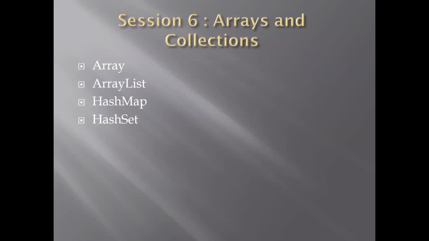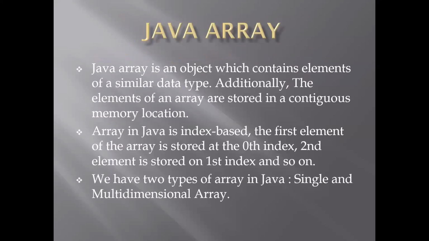So, as I told you, we're going to talk about arrays and collections. And first, we're going to talk about arrays. The simplest definition for an array in Java is an object that contains elements of a similar data type. You remember data types, like primitives and non-primitives. Primitives are int, long, float.